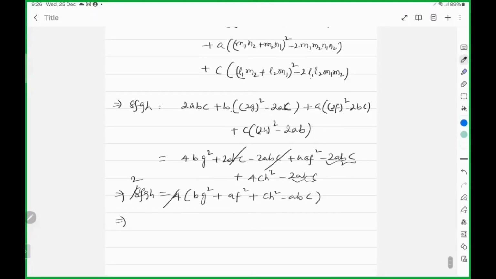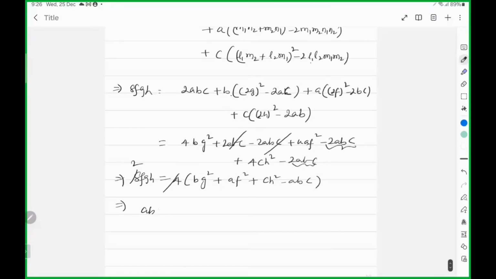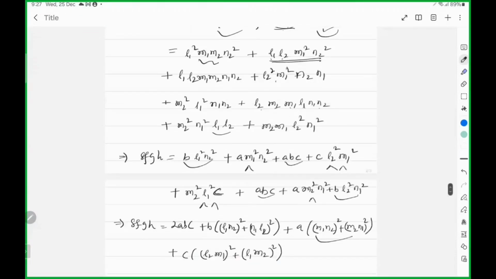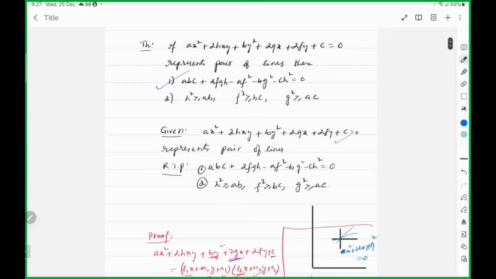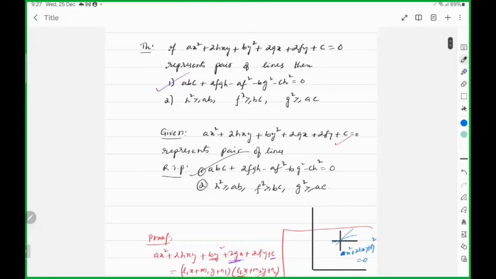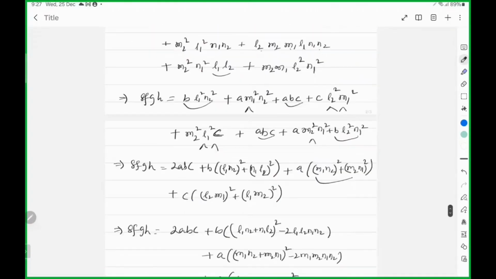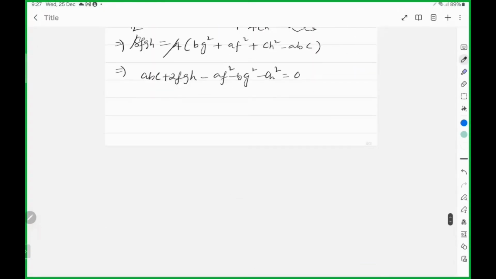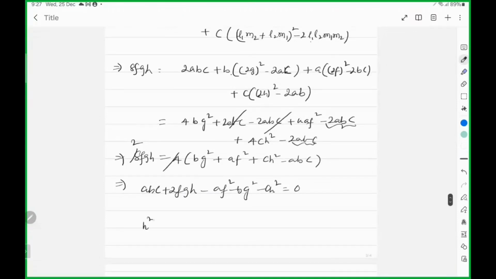So from here, abc + 2fgh − af² − bg² − ch² = 0. This is the first condition. Once it represents a pair of lines, we have to prove this. And the second condition, what we have to prove is h² is greater than or equal to ab.